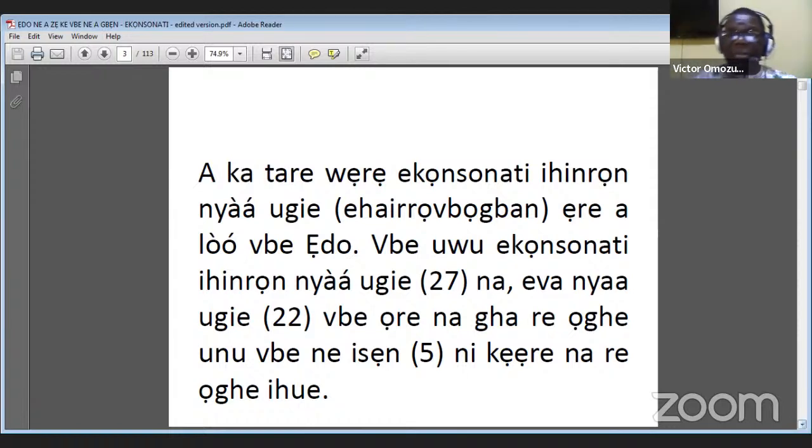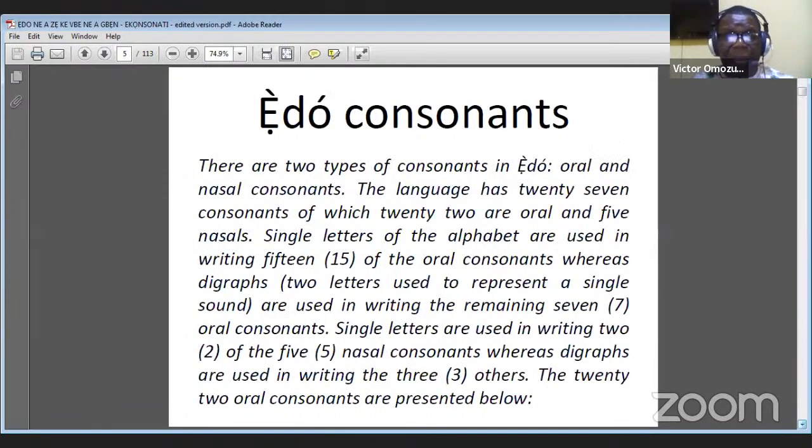In Edo you have 27 consonants. 22 of the 27 consonants are oral consonants, whereas the remaining 5 are nasal consonants. So that is the English version. There are 2 types of consonants in Edo, oral and nasal consonants. The language has 27 consonants, of which 22 are oral and 5 are nasal.